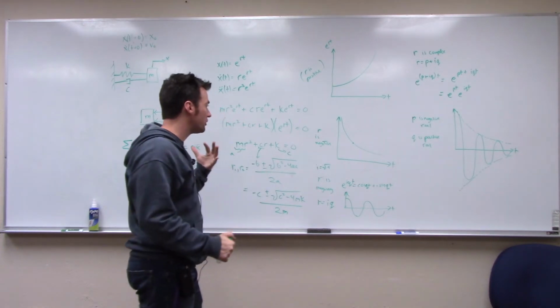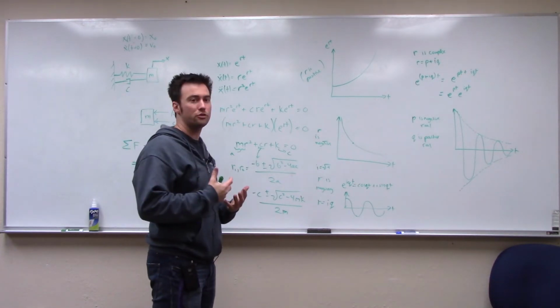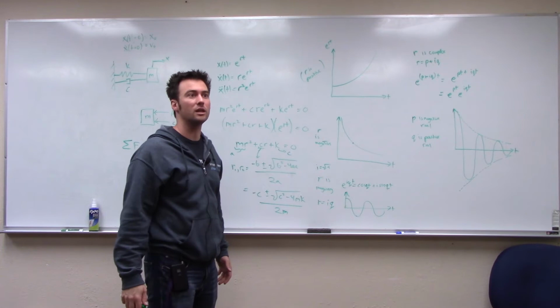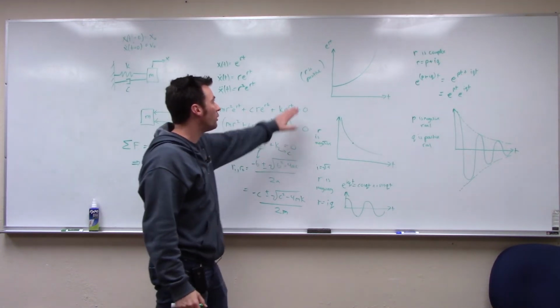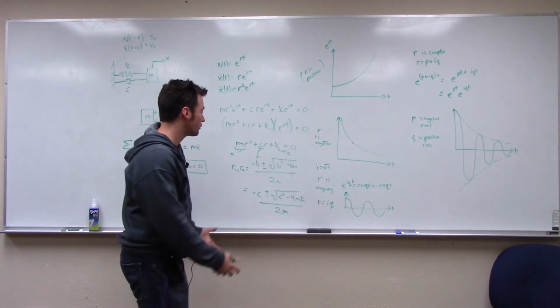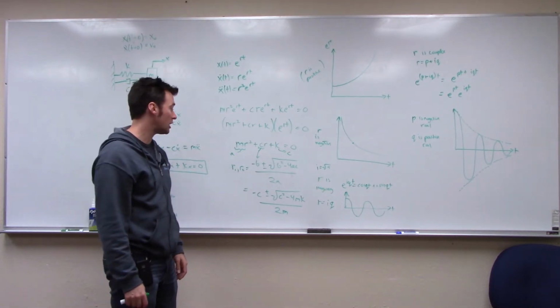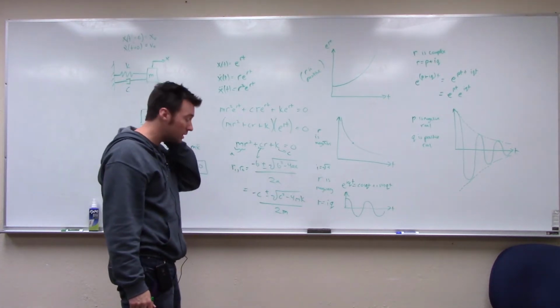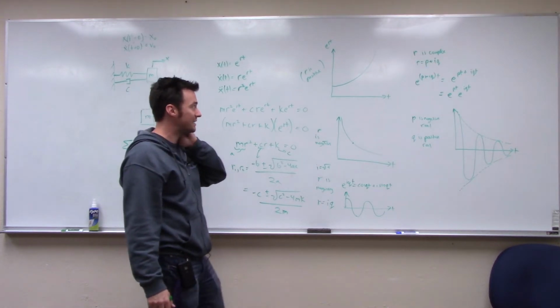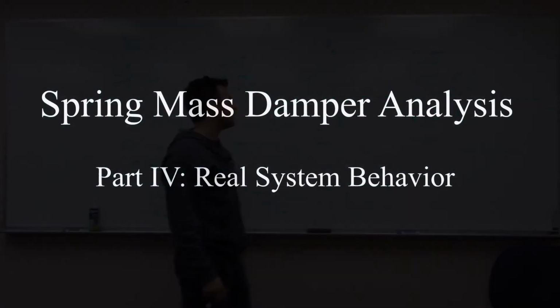So those are the different forms that our solution can take, at least qualitatively, depending on what r is. And r is controlled by this expression here. Can we get these different cases? Yeah, we can get pretty much all of them, except for this one.